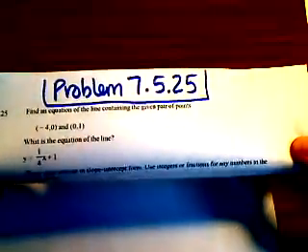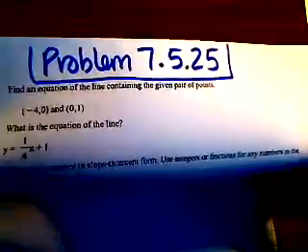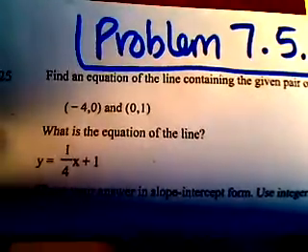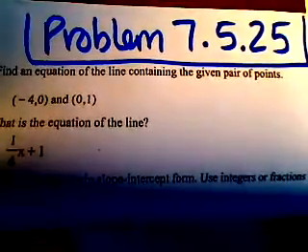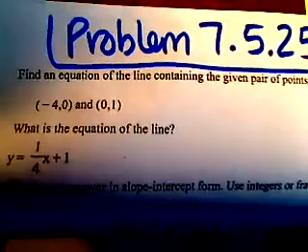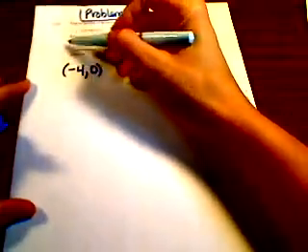Okay, so this is problem 7.5.25, and they ask us to find an equation of the line containing the given pair of points. They give us (-4, 0) and (0, 1). Okay, so this is a two-step problem.